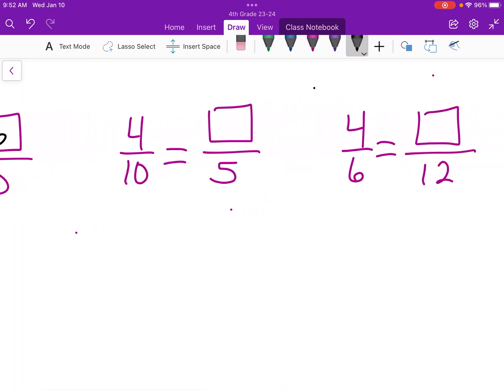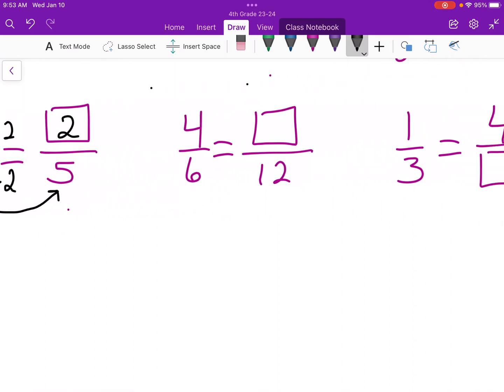Next one is 4/10 is equal to blank over 5. Again, we'll look at the relationship that we know, and that is the 10 to the 5. If we go from a big number to a small number with equivalent fractions, we know that we are working with a division problem. 10 divided by what equals 5? 10 divided by 2 is equal to 5. Whatever we do to the bottom number, we also have to do to the top number. 4 divided by 2 is equal to 2. So 4/10 is equal to 2/5.